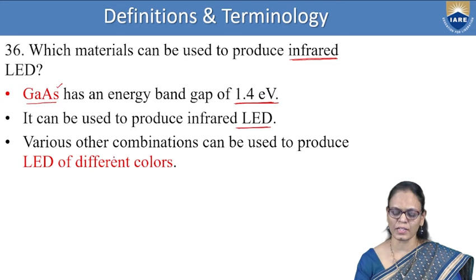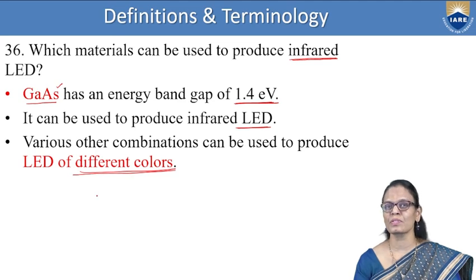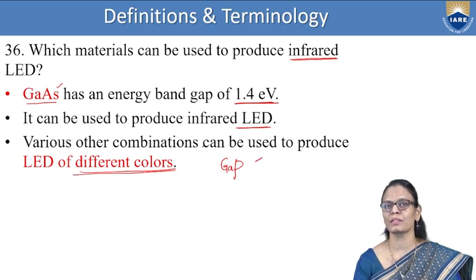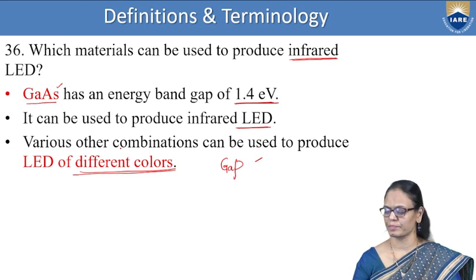Now we may use other combinations also to produce different colors. If you want different colors, you can use other combinations also. We can use gallium phosphide also, GaP can be used to get different color light in LED.